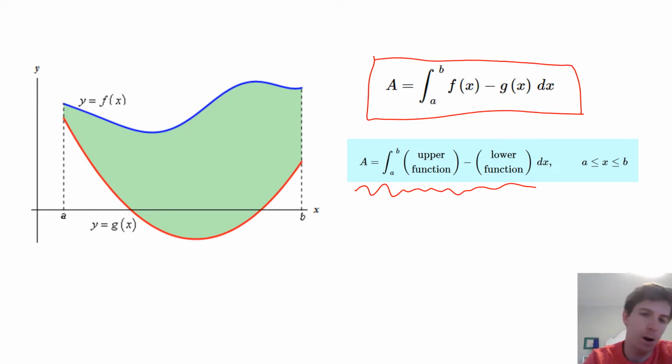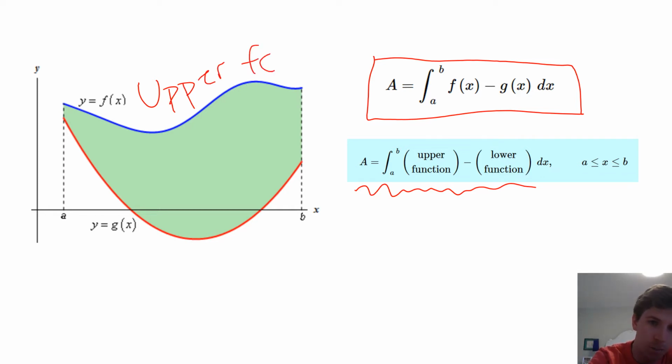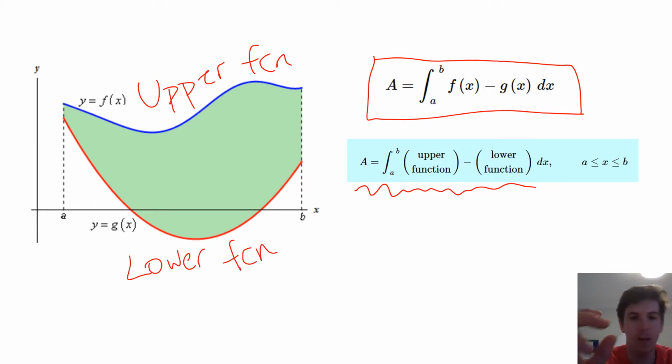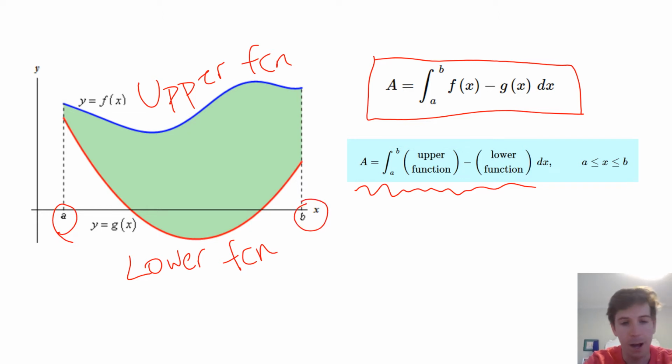All right, the trickiest part here is going to be figuring out what is the upper function and what is the lower function. It's going to be very useful most of the time to have a graph to reference. When I say upper and lower function, I literally mean which one's on top and which one's on the bottom. So it's just the upper function minus the lower function, and you're just getting the definite integral of that from a to b, whatever your x values are of your region of interest.